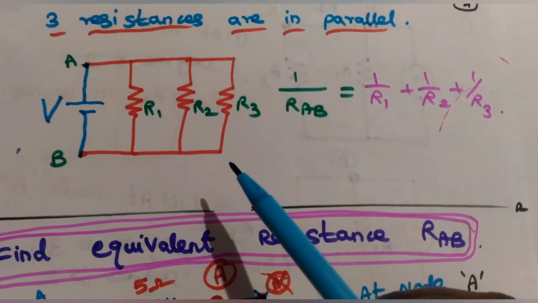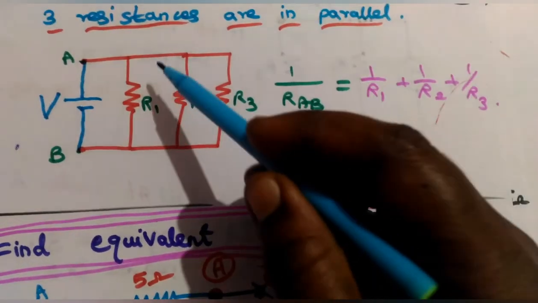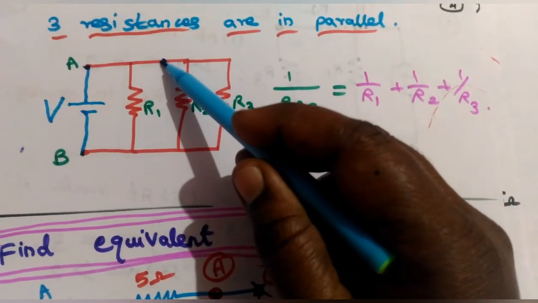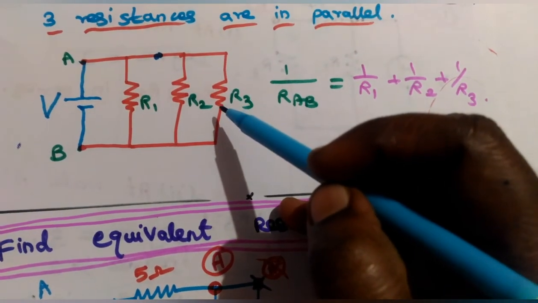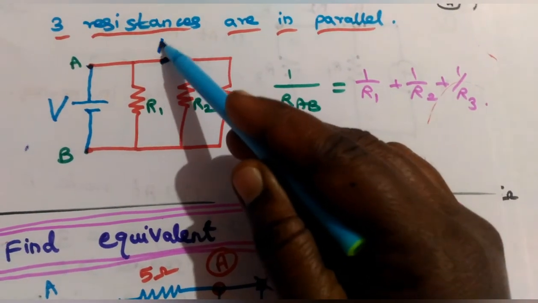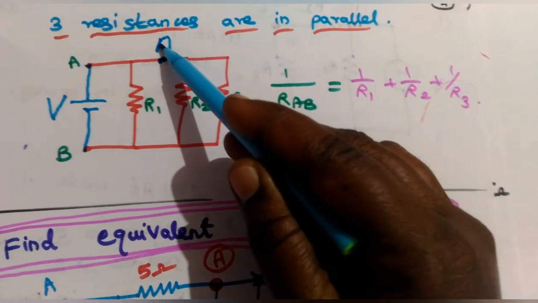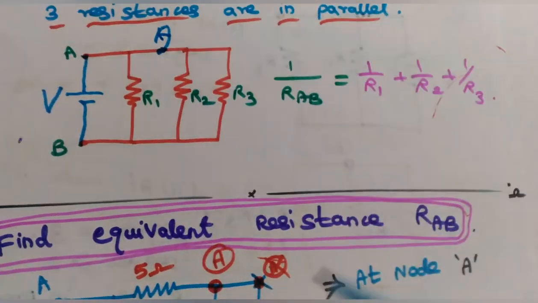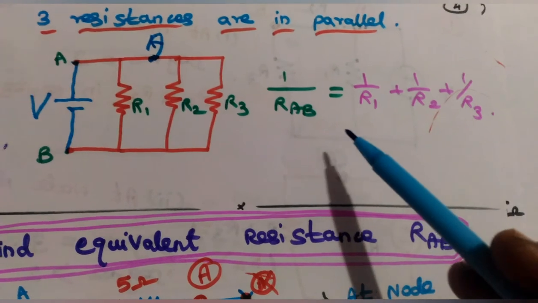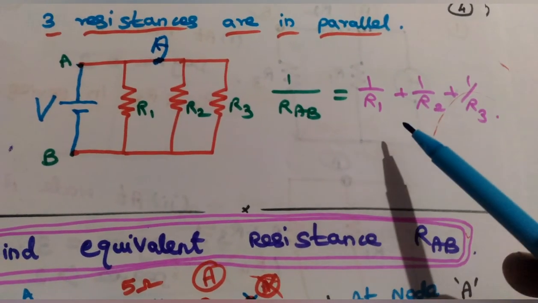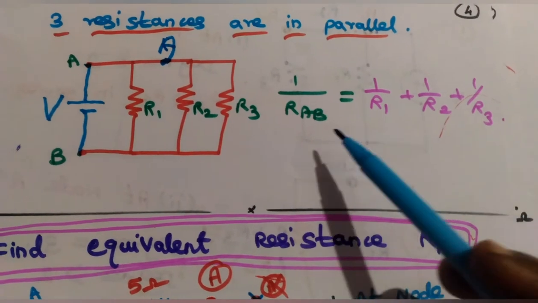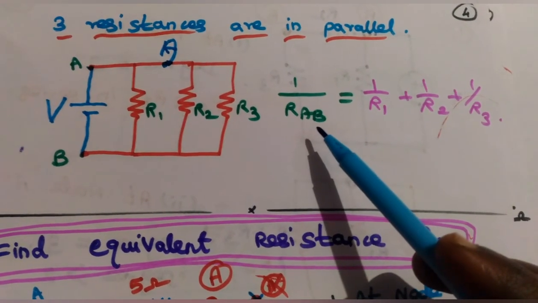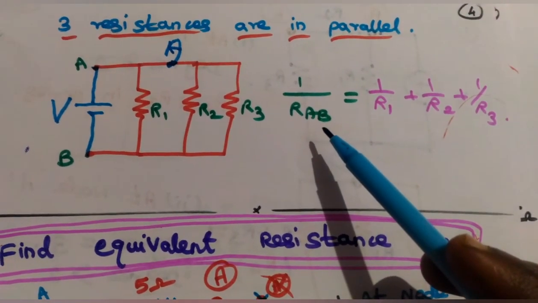So here the three resistances are connected in parallel. How to identify that these are all in parallel? Just identify the node point. At the node point there are 1, 2, 3, 4 elements connected, so the degree of the node A is more than 2, so all the elements are in parallel. So the formula will be 1 by RAB is equal to 1 by R1 plus 1 by R2 plus 1 by R3 and so on. After getting the value, just take the inverse of that, so that we get the equivalent resistance across the terminals A and B.